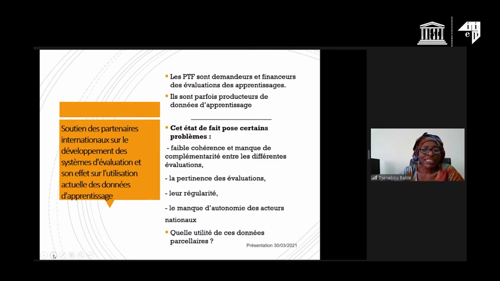So we've got support from international partners to develop assessment systems and its effect on the use of assessment data. You've got to bear in mind that technical and financial partners require learning assessments, and they're the ones who fund these learning assessments as well. Sometimes they're also producing learning assessment data. So they're the ones who choose the assessment modalities. For instance, the grade at which the assessment will be conducted and the steering indicators that they will choose. So even the indicators are chosen by the technical and financial partners depending on their project priorities.